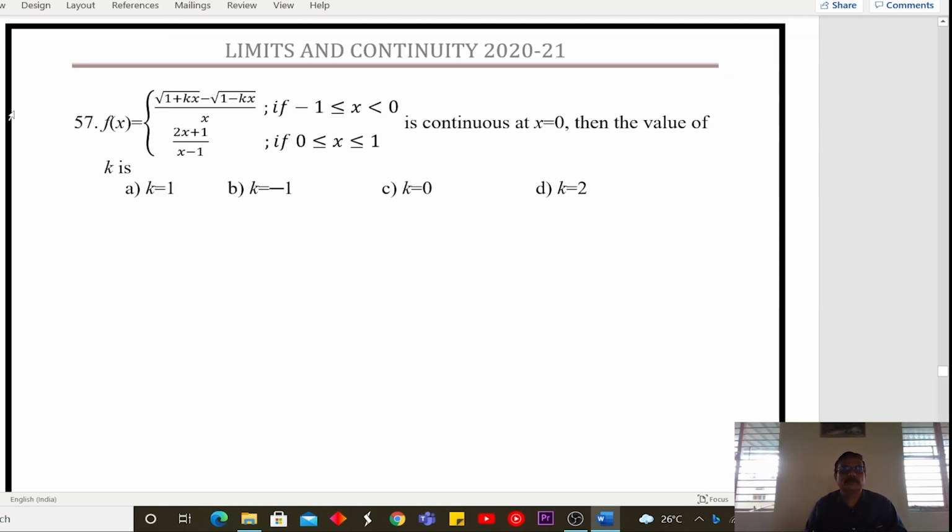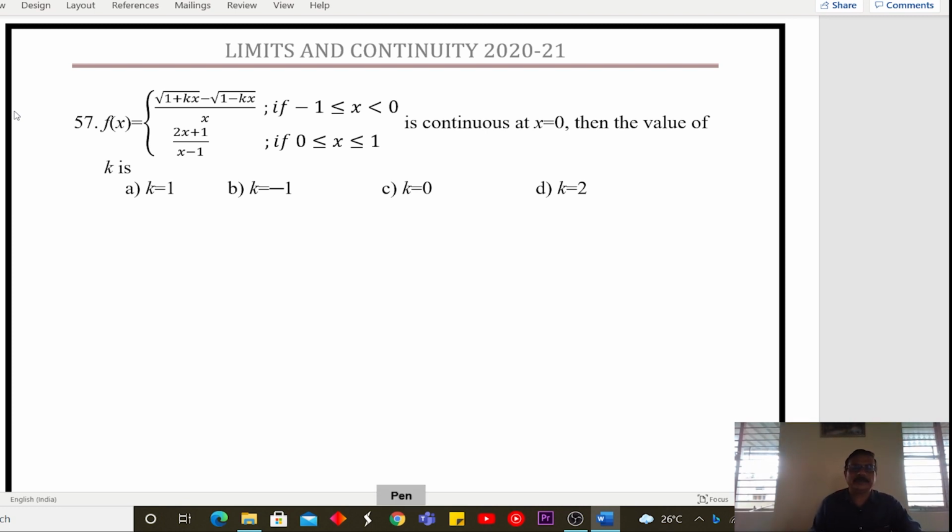Okay. Question number 57. If f of x is equal to (root of 1 plus kx minus root of 1 minus kx) divided by x, if minus 1 is less than or equal to x less than 0, and f of x is equal to (2x plus 1) divided by (x minus 1), if 0 is less than or equal to x less than or equal to 1, is continuous at x equal to 0, then the value of k is? To find the value of k so that the function f of x is continuous at x equal to 0.